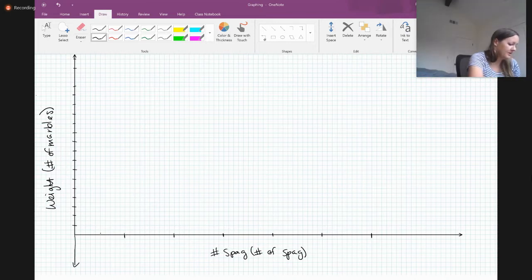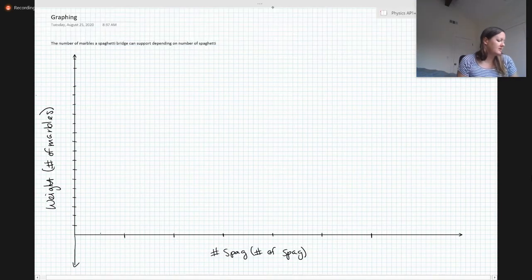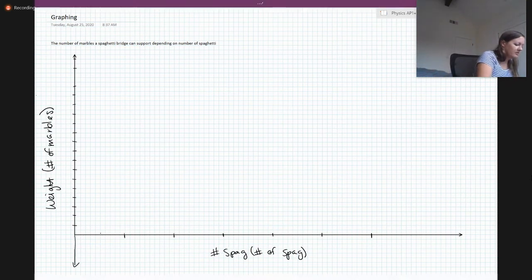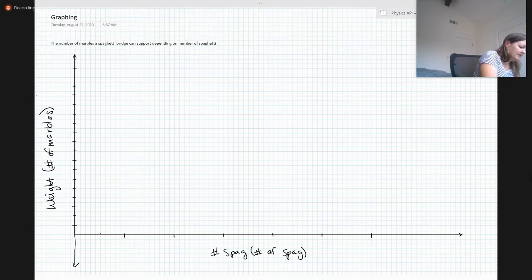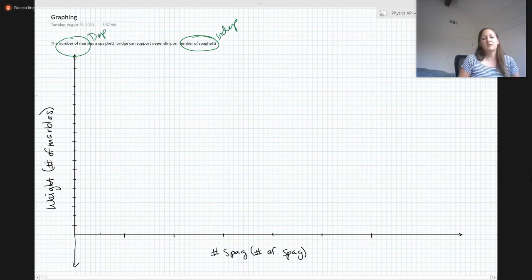And I've started with labeling my graph. So I named it the number of marbles a spaghetti bridge can support depending on number of spaghetti. So the important thing I'm looking for in a title for a graph is that it has the independent and the dependent variable, number of marbles, dependent variable. So we've got independent and we've got dependent variables in our title.